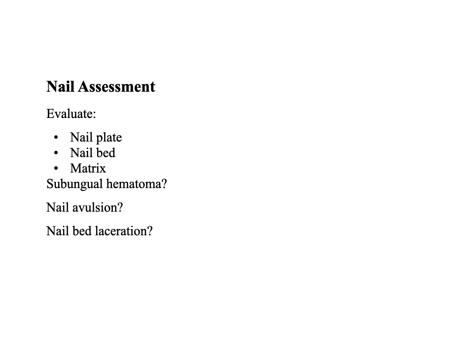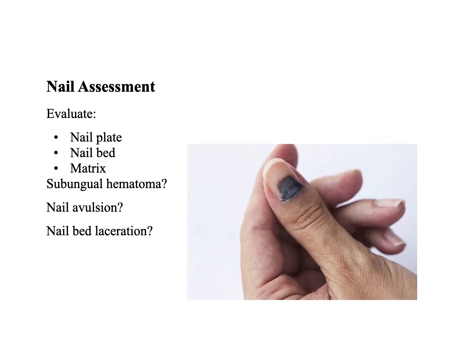The nail assessment. First, we assess the nail plate. Is it still adherent to its place or not? The nail bed, whether it is lacerated or not, and the matrix. If there is a closed or crushing injury with no cut wounds, but you find bluish discoloration of the nail plate, this is what we call subungual hematoma. It is bleeding from underneath the nail plate, from the nail bed, and if it is large, more than 50%, most probably there is a nail bed injury.